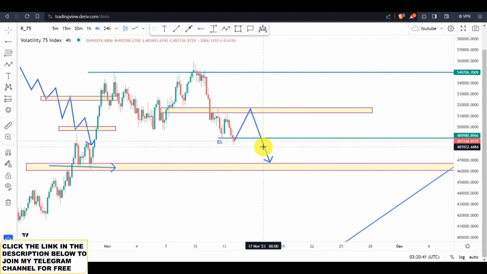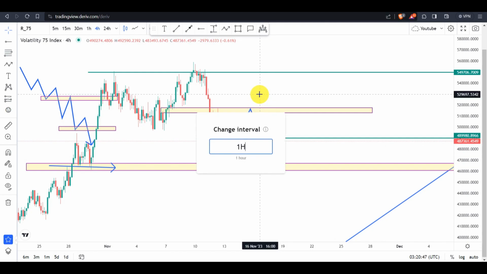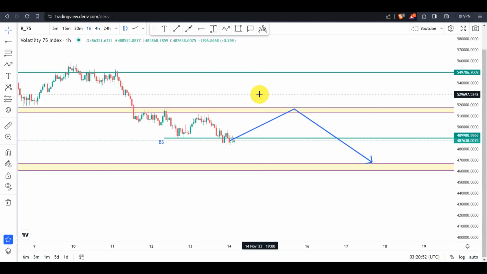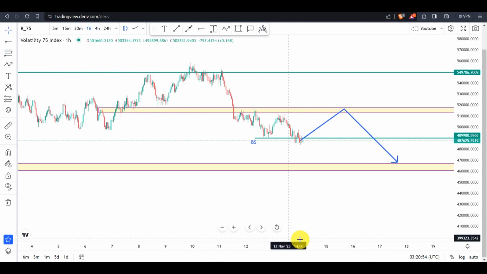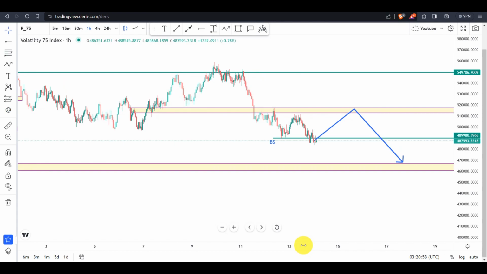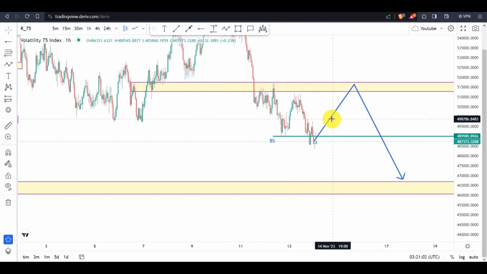So guys and girls, we can see this is one of the ways that we could ride this trade. So let us go to the 1-hour time frame to get another clear view of this volatility 75 index. On volatility 75 index 1-hour time frame, we can see after the break of this structure, the market is forming some kind of a reversal candlestick. We can see here we have reversal candlesticks.